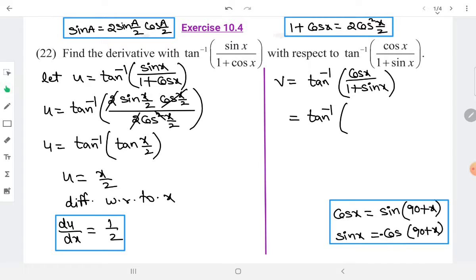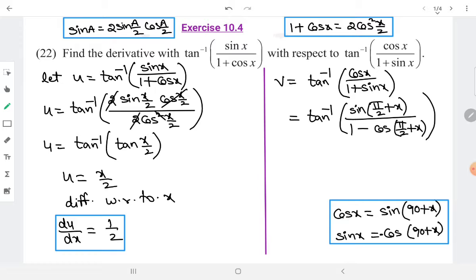Now see here, cos x can be written as sin of 90 plus x, and 90 can be written as pi by 2 also, so sin of pi by 2 plus x, whole divided by 1 plus sin x. Sin x can be written as minus cos 90 plus x. We are trying to get the same angle, 90 plus x, but in cos you will get a minus. All this formula we have seen in the third chapter, trigonometry.